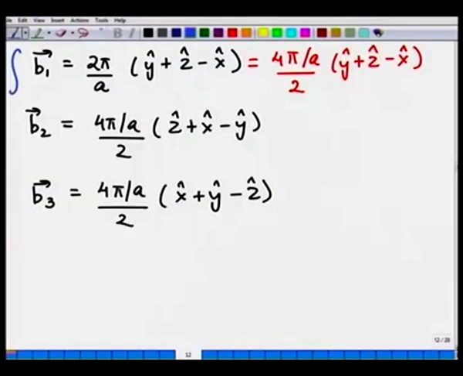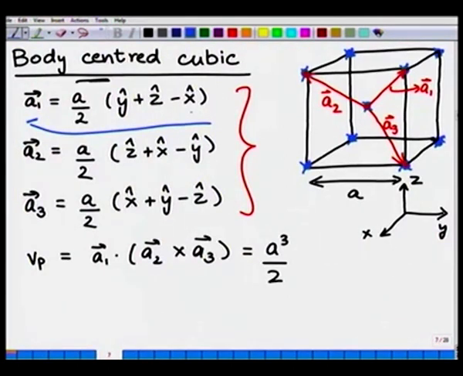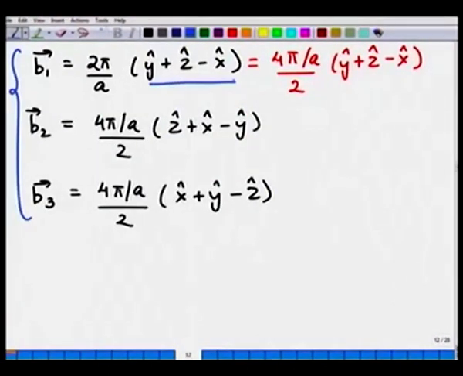But now notice, when you use the FCC primitive vectors and do the reciprocal lattice transformation, then we get the B1, B2, B3 vectors. Now look at the form. This form is much the same as BCC, which we did right here. Notice for body centered cubic, these vectors look like a by 2 times y plus z minus x, and here it is the same thing, y plus z minus x, but now it is 4 pi by a by 2, rather than a by 2 in BCC. Now, in reciprocal lattice it is 4 pi by a.